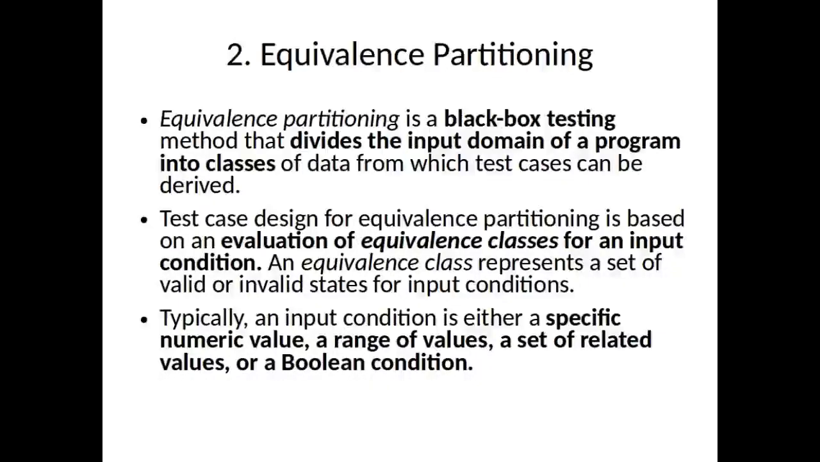Equivalence partitioning is a black box testing method that divides the input domain of a program into classes of data from which test cases can be derived. An ideal test case single-handedly uncovers a class of errors, for example, incorrect processing of all character data, that might otherwise require many test cases to be executed before the general error is observed.